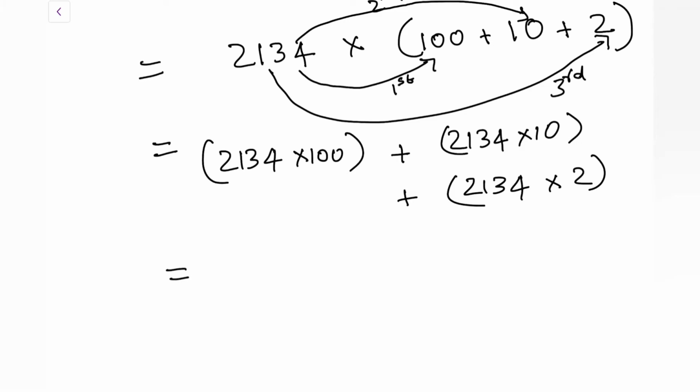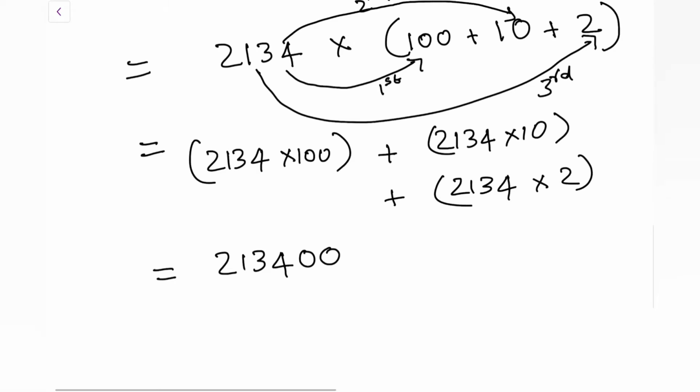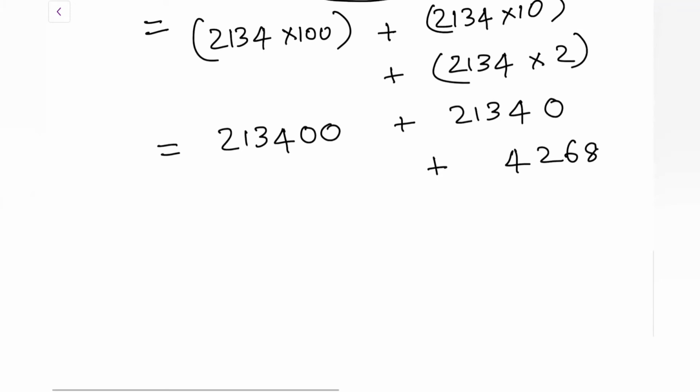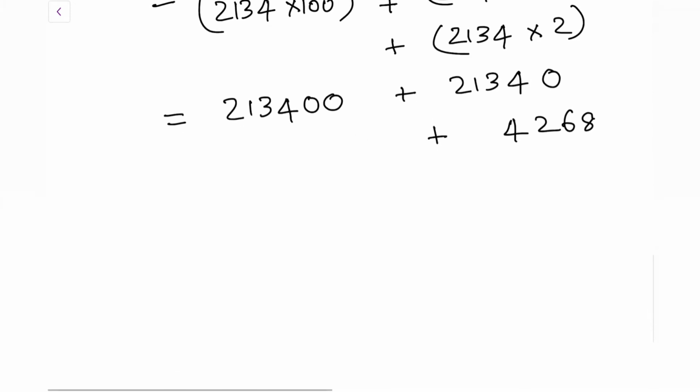2134 into 100. Remember the property of multiplication. When we multiply a number with 100, all you have to do is to include those two zeros in the ones and tens place. 213400 plus 2134 into 10 is 21340 plus 2134 into 2. If you do 2134 into 2, you will get 4268. That's it.